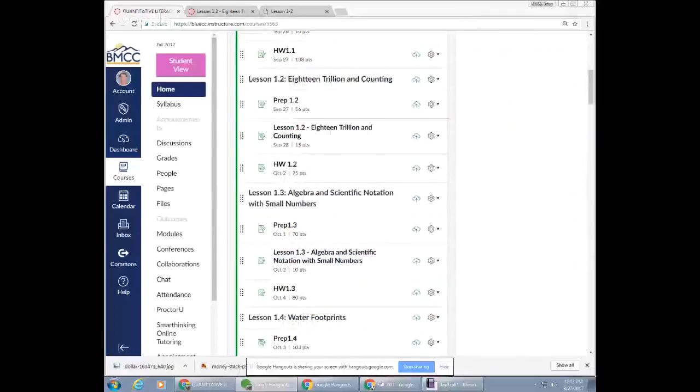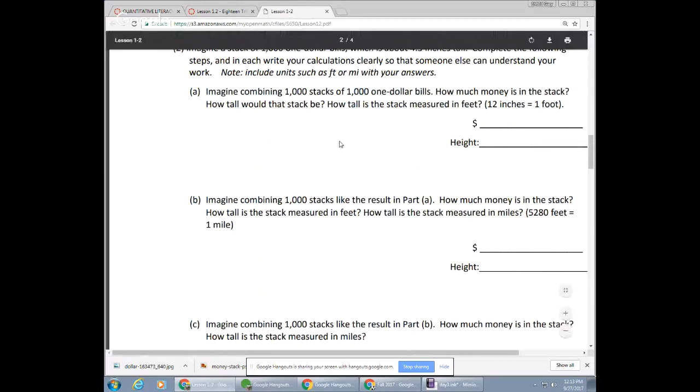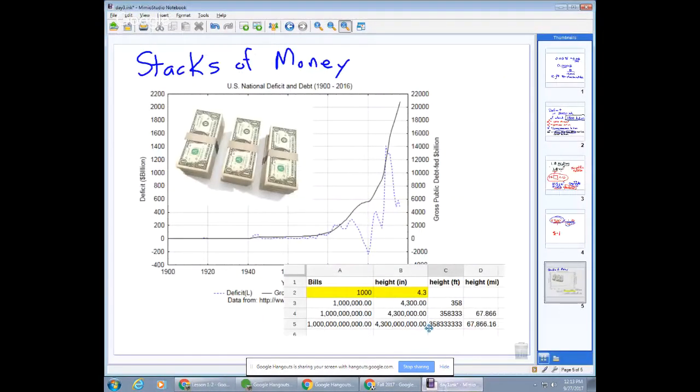I want to go over an example of using a spreadsheet and playing with an interesting problem. So I'm going to share a couple of things with you here. Playing around with an idea, 18 trillion and counting. The lesson for this week has us playing around with stacks of money. And so we're going to do a little fiddling.